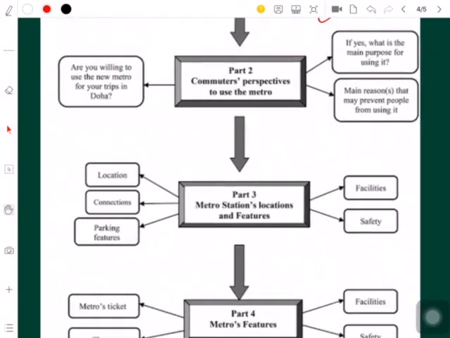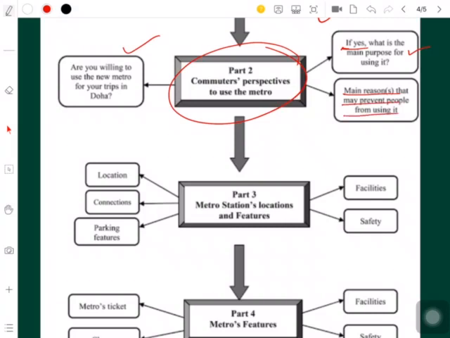The second part of your questionnaire is the commuter's perspective. I have made this keeping in mind that I am investigating the sales of a particular car, so keep that in mind. The second part is about the commuter's perspective, so there will be a second set of questions. Are you willing to use a new metro for your trip in Doha? If yes, what is the main purpose or the main reasons for using it?